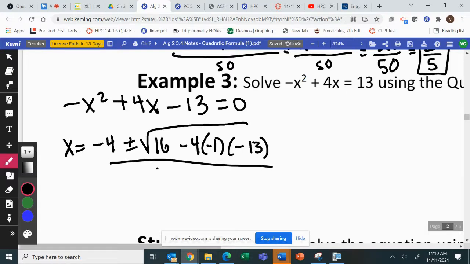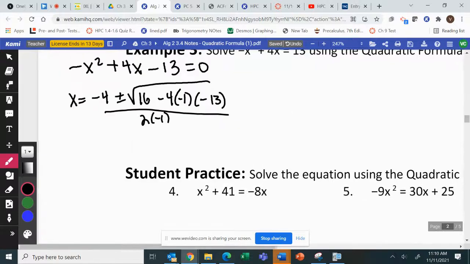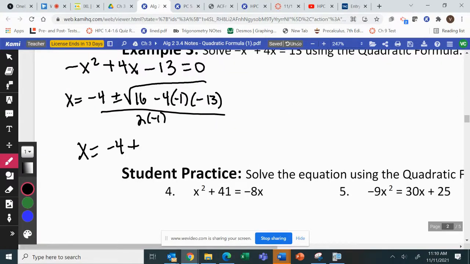Okay, all over 2 times negative 1. Okay, simplify. X equals negative 4 plus or minus under the square root. What happens when I have 3 negatives? Negative. So I've got 16 minus 52, 4 times 13. What is that? Negative 36? Thank you. Over negative 2.